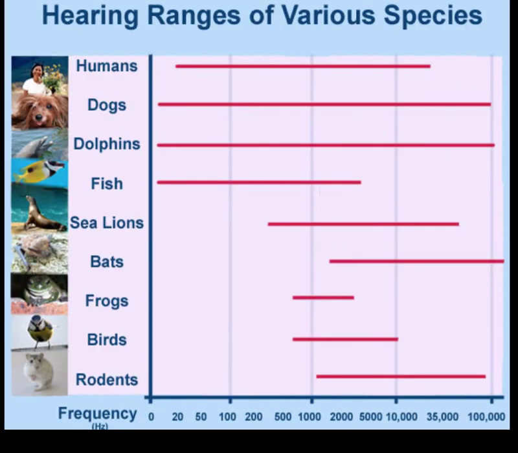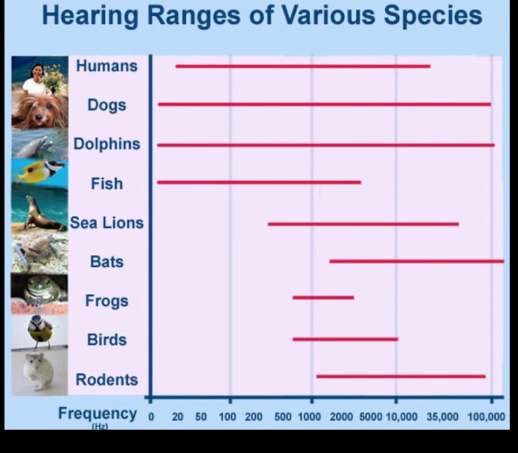On your screen here is a graphic depicting the hearing ranges of various species. There are humans, dogs, dolphins, fish. You can see the graphic. Typically, our human range of hearing is between 20 hertz, which are cycles per second, at the low end, to 35,000 hertz, or cycles per second, at the high end.